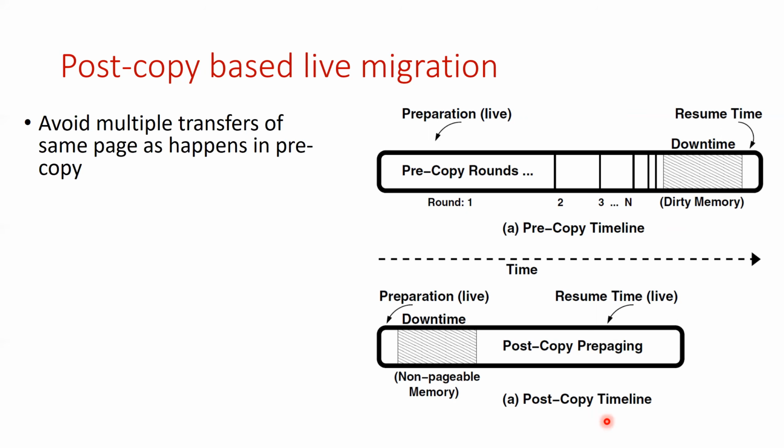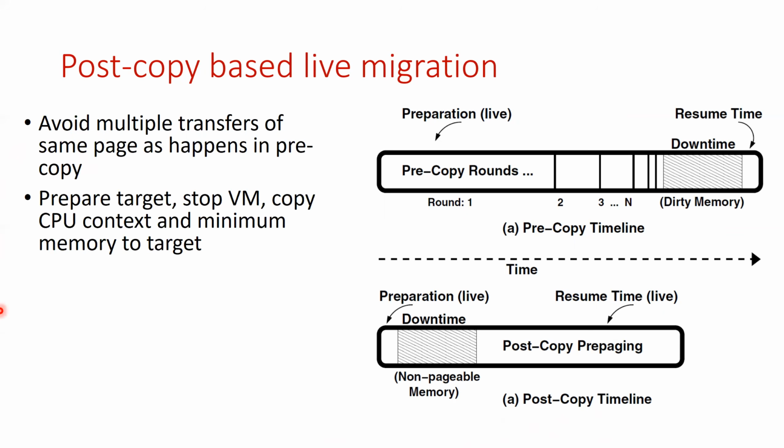So why is this a good idea? Why do you want to do it? With post-copy, you can avoid multiple transfers of the same page that would have happened in pre-copy. In pre-copy, you transfer a page, but by the time the transfer is done, it's modified again. So you have to transfer it again. So a page can potentially be transferred multiple times. Whereas with post-copy, once you move, you'll transfer a page only once, right? Because the final copy of whatever you're modifying is already at the target. So you will end up transferring pages only once over the network.